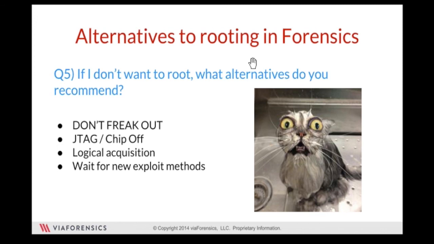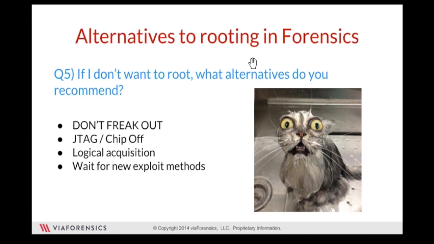Maybe do a logical acquisition. Even without root, you can typically do a logical acquisition in viaExtract. If you just have Android USB debugging enabled, you can typically get a full logical acquisition off of the device. That'll get you key data. It just typically won't get you deleted data, which is traditionally the point of rooting and getting a physical.